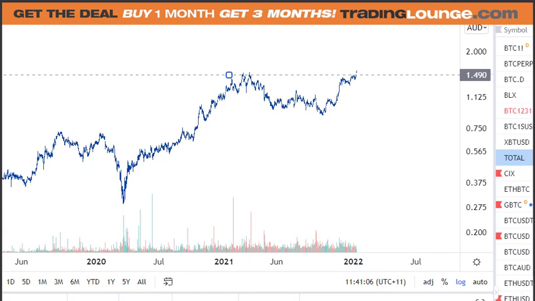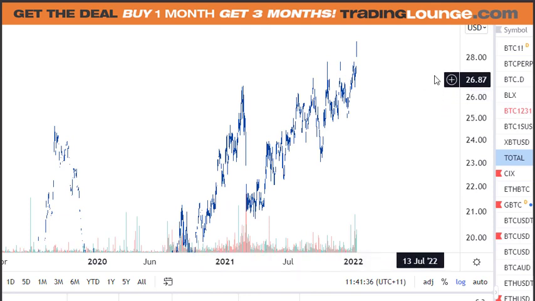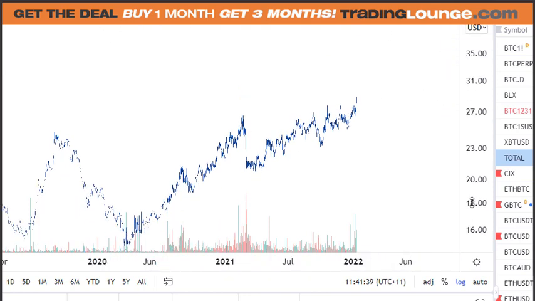But what I wanted to do here is just have a look at this JJN here. Okay, so that's it there. And I don't think it's an ETF. It's actually a note. So it's not an ETF. It's a subsection of that. So it's a note.